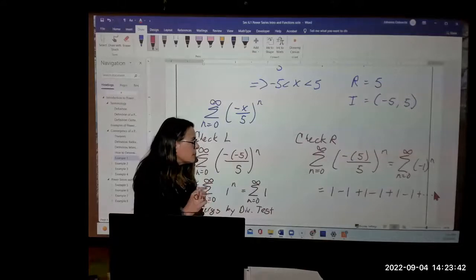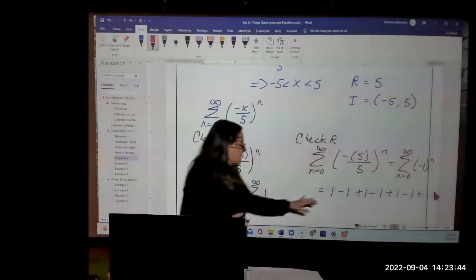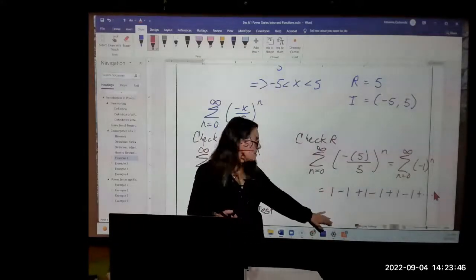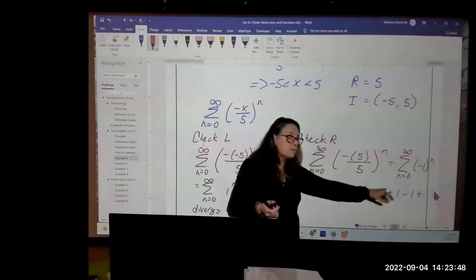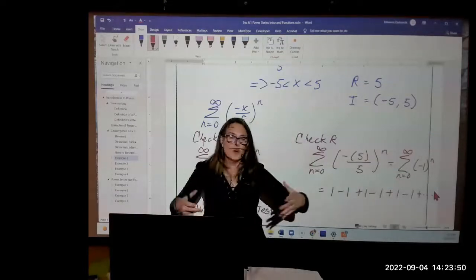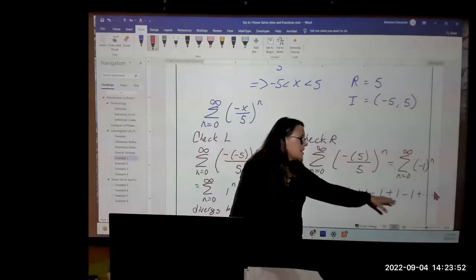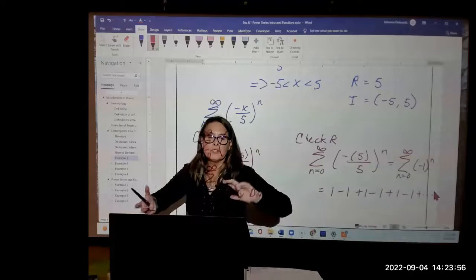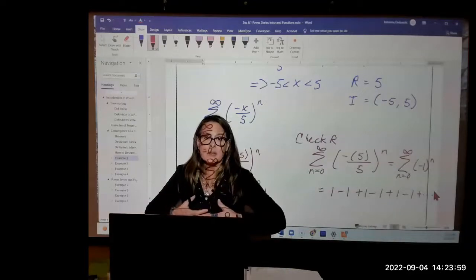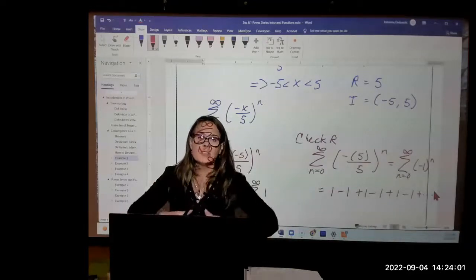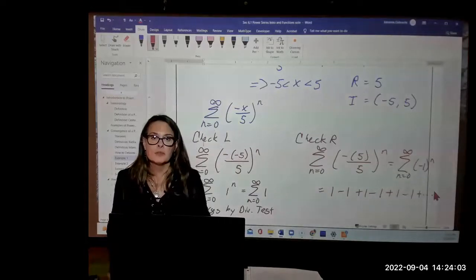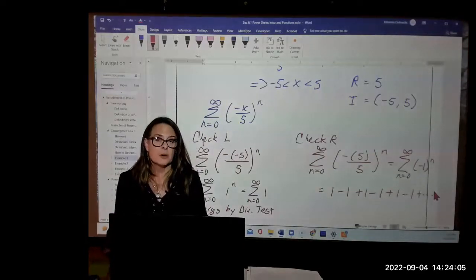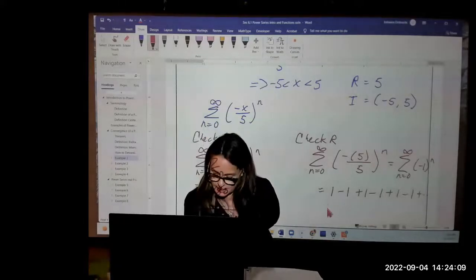Well, if I look at the two sequences, I can take the sequence of the odd terms, which all go to positive ones. Those go to 1. And the sequence of all the even terms, that goes to -1. And since the limit of the two sequences is not the same, then the limit of the sequence in general does not exist, which means it's definitely not 0, which means, again, it diverges by the divergence test.